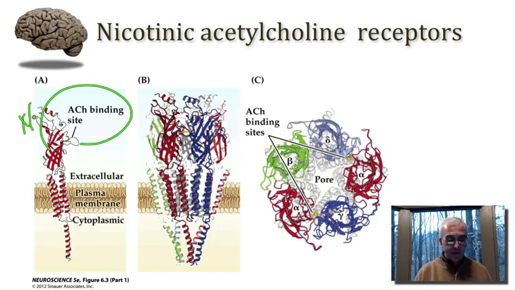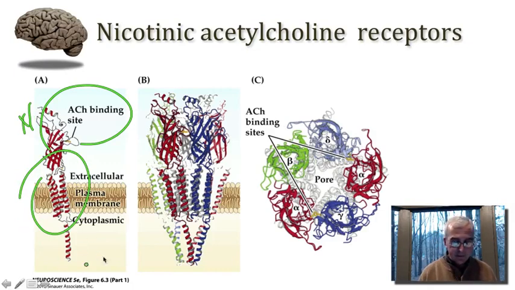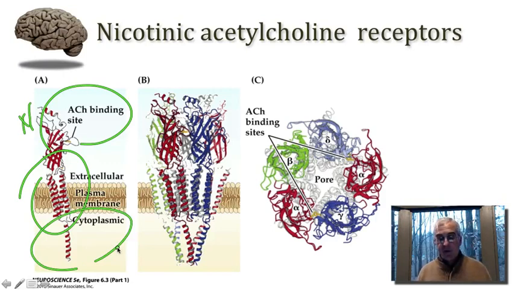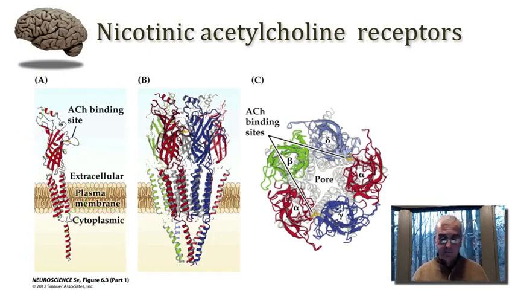Attached to that N-terminus is some number of membrane-spanning helical regions, and then there is some kind of cytoplasmic extension that often is a site where the receptor subunits can interact with metabolites and other kinds of molecules within the cytoplasm of the cell. So that's just one subunit.